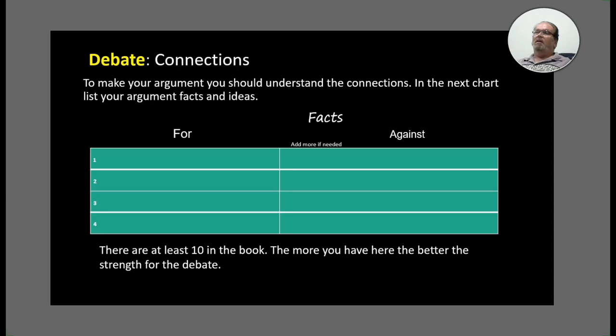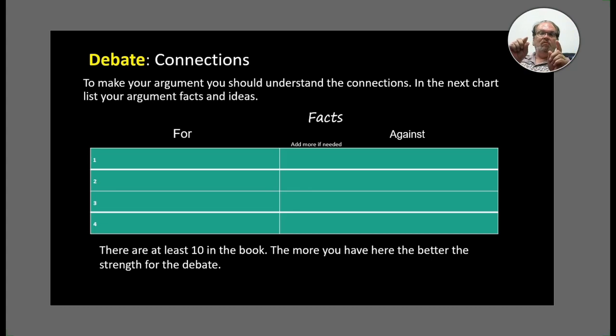If everybody has 10, then you have 40 or 50 facts. And if you have 50 facts, then if your opposing side brings up some story or some idea, you already have a position and you have information you can get easily. So this is what this is all about. Taking all that information and putting it into facts for and against.